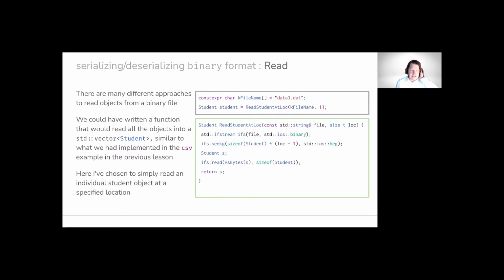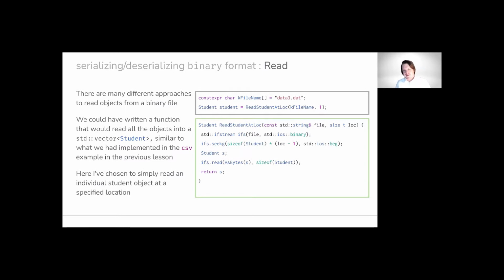So here, in this example, I've chosen to simply read one student object at a specified location. And again, you could have crafted many different ways to read this. Your format for storing these objects in a binary file could have been completely different from what I'm doing here. There could have been headers with more information about offsets and other information to create a more elaborate binary encoding scheme than what we're doing here. So in gray is what I'd run in main. In green is the actual implementation for this read function.